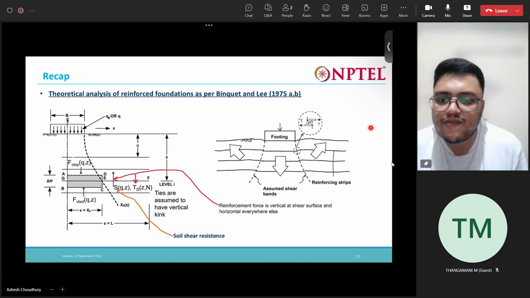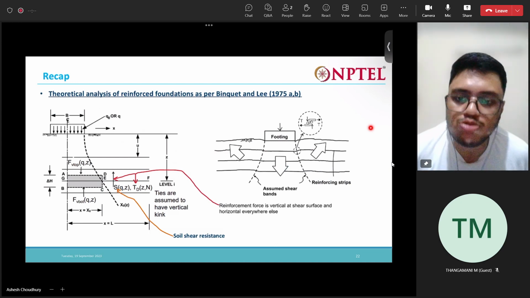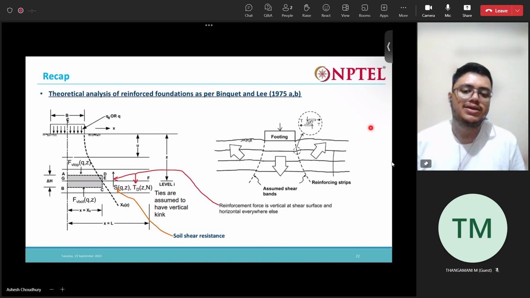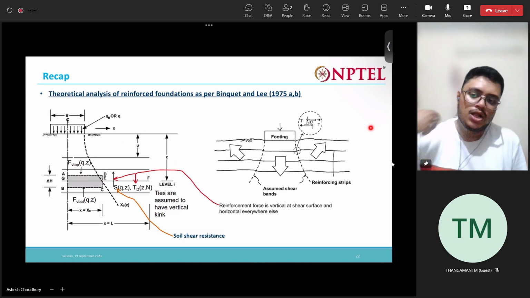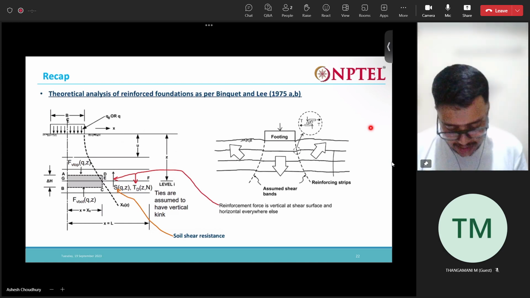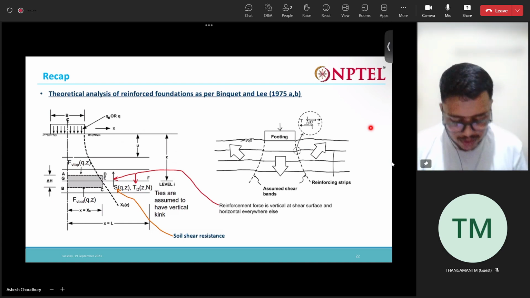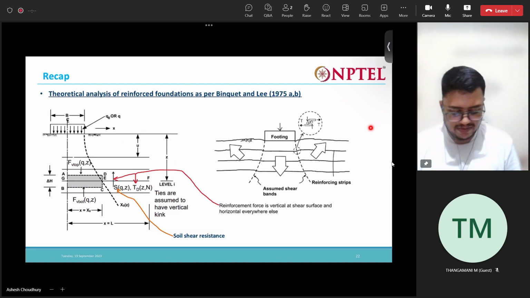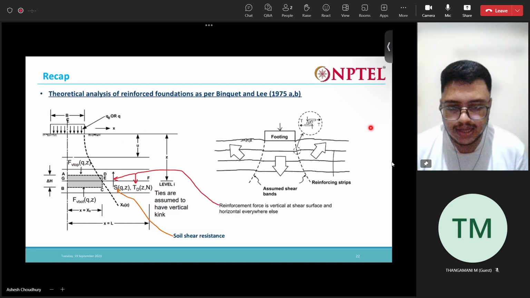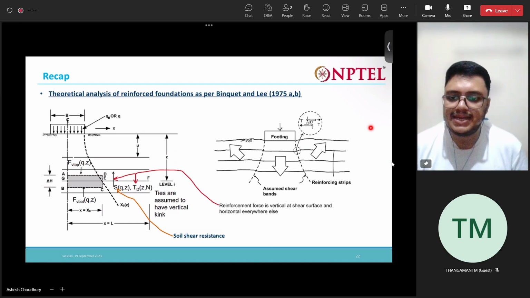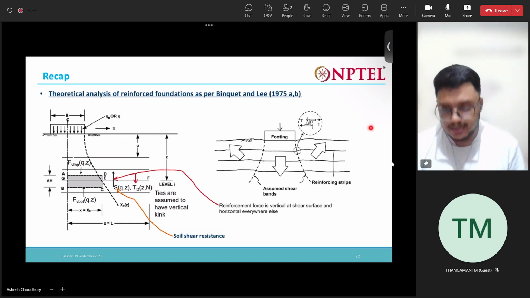Now this is the free body diagram that was used by Pincatelli to summarize all the forces. Here I can see he has taken any reinforcement layer at a level Z, at a depth of Z, and he has considered a soil mass ADCB around that reinforcement layer.